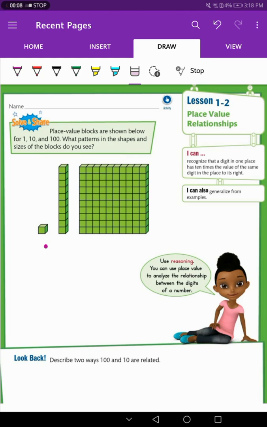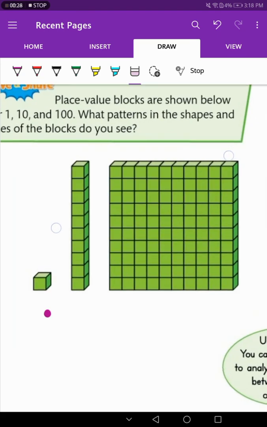Our lesson today is place value relationships. Our objective is how I can recognize that a digit in one place has 10 times the value of the same digit in the place to its right. Thank you, Rayan, and the solve-and-venture problem.